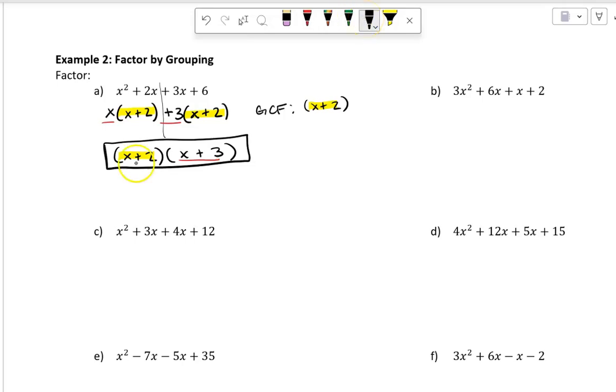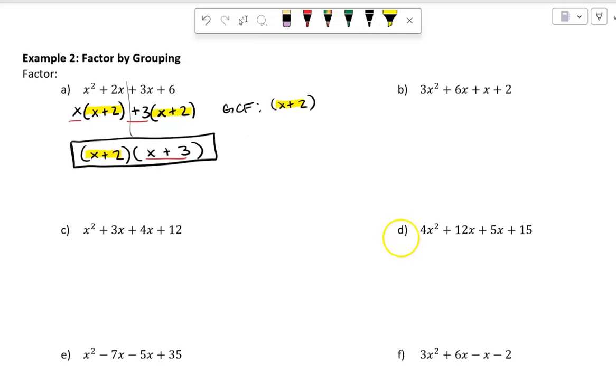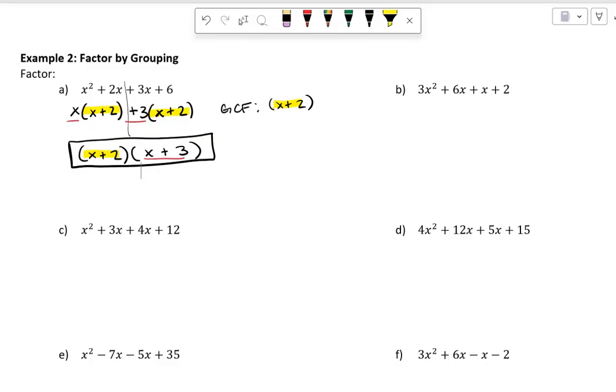If you're wondering, well, this looks like a simple factoring problem, why do we need to group? Couldn't we use the shortcut? The answer is yes, you could have used the shortcut to factor this thing, but in this example, we're practicing factoring by grouping. There are going to be problems where you won't have a choice but to factor by grouping. So I'm going to do another one. I'm going to do B.